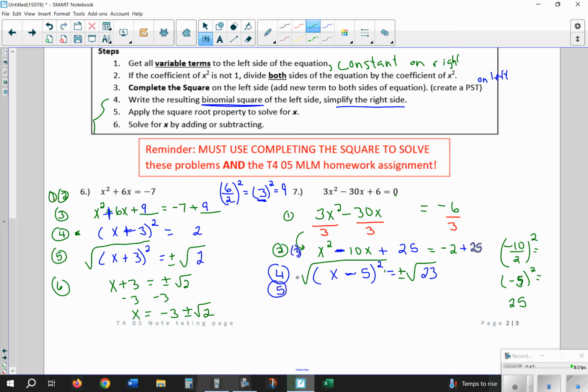If you're just trying to model this, I think sometimes that gets very confusing if you're not clear on where 4 and then 5 came from. All right, and then square root undoes my square. So we have our x minus 5 equals plus or minus square root of 23. Add my 5 to both sides.